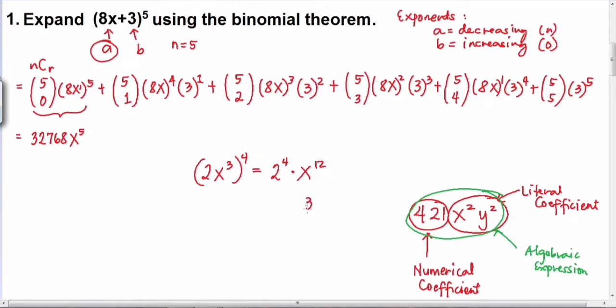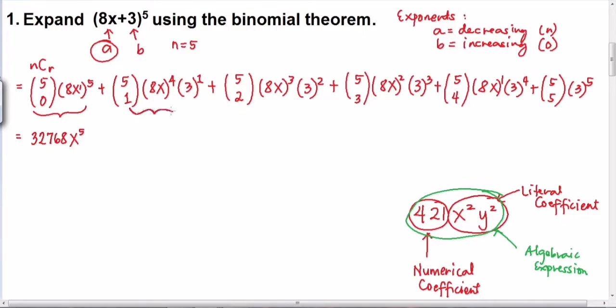We do not raise 3 to 4 para makuha yung exponent. Hindi ganun, guys. Pag exponent, raise to exponent. So, ang ginagawa natin, we multiply the exponents. Okay? So, ganun lang yun. And then, you will do the rest of the steps to all the terms in this expansion.